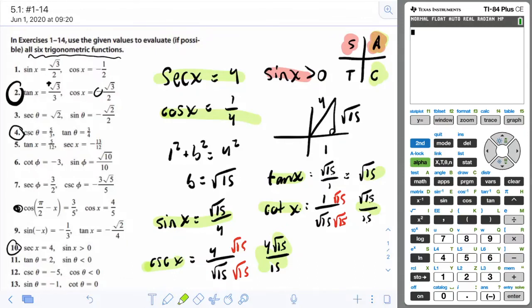So the last one I'll do is, well, 12 is going to be similar. So actually we'll just end it there at 10.